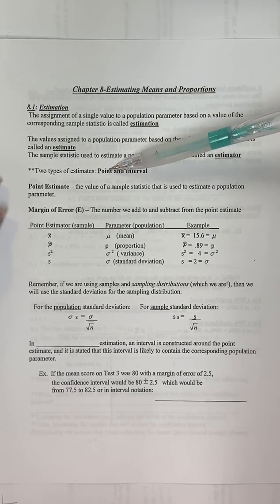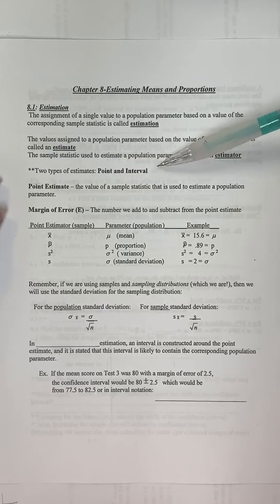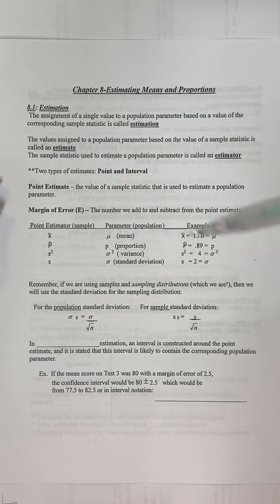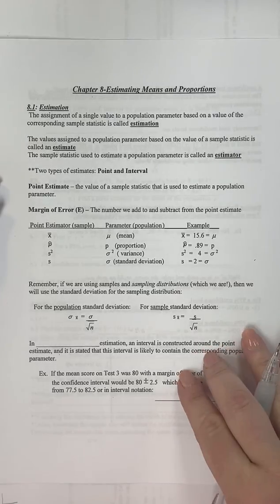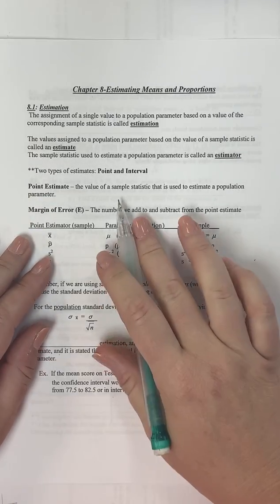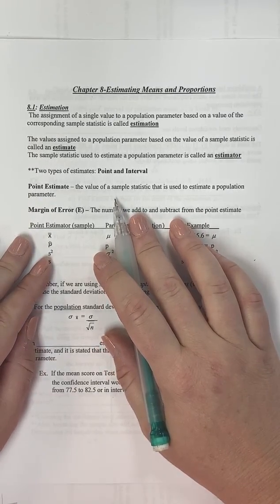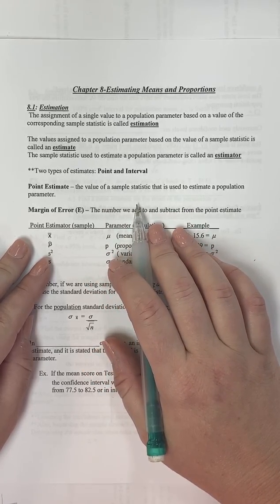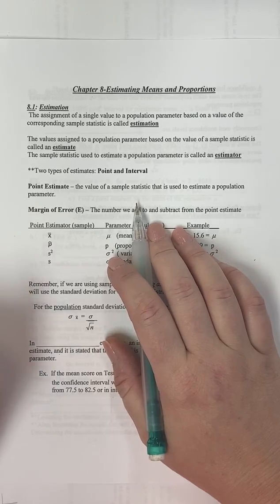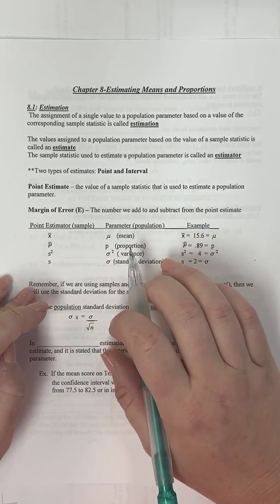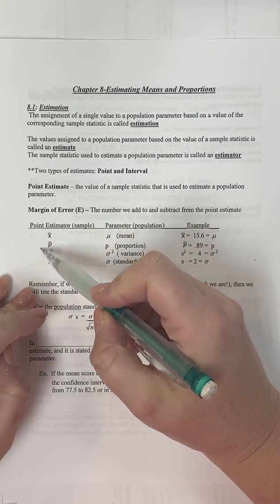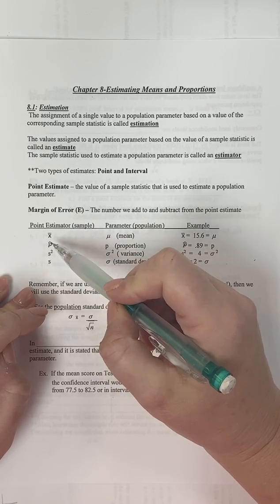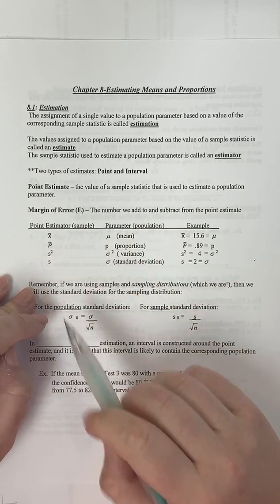So I know those all sound very, very similar. 2 types of estimates are the point estimate and the interval estimate. So let's talk about a point estimate first. So a point estimate is like a stand-in or a replacement. It's the value of a sample statistic that is used to estimate a population parameter. So maybe like X bar or P hat, okay?